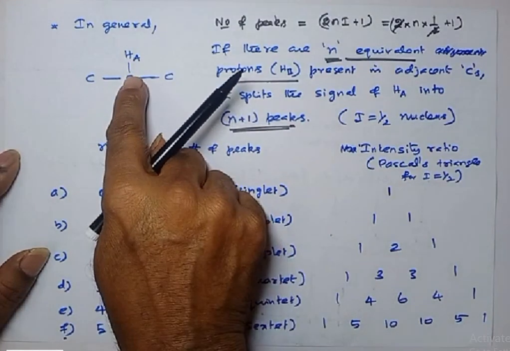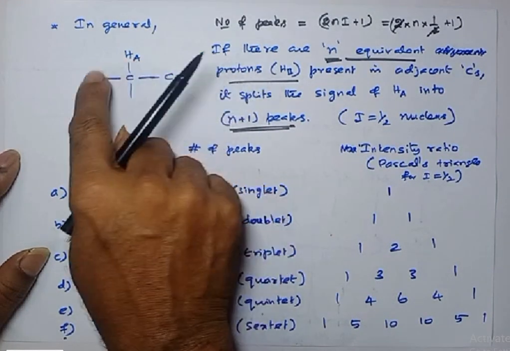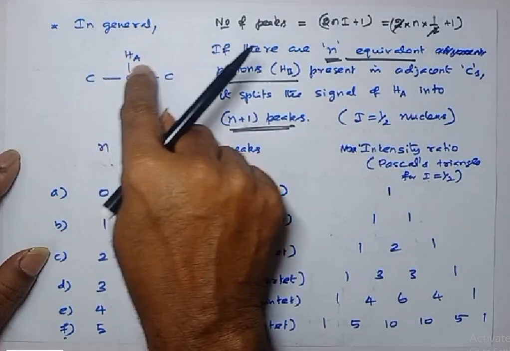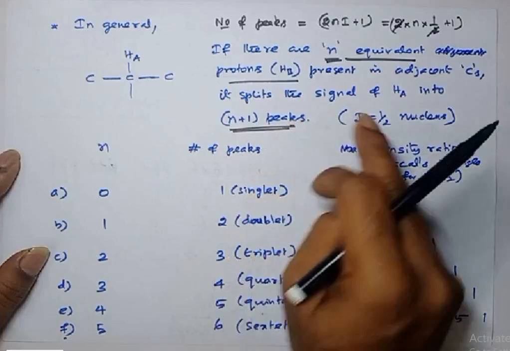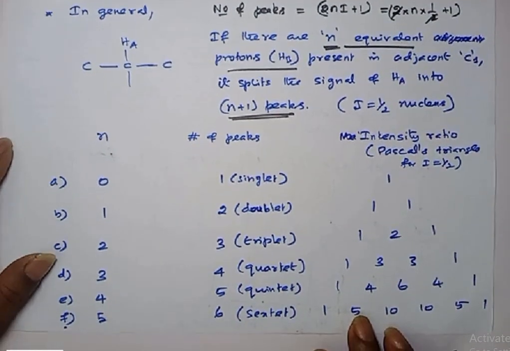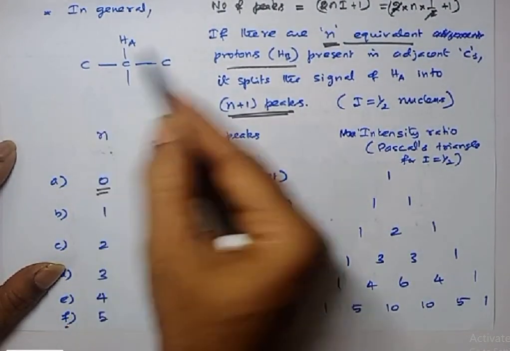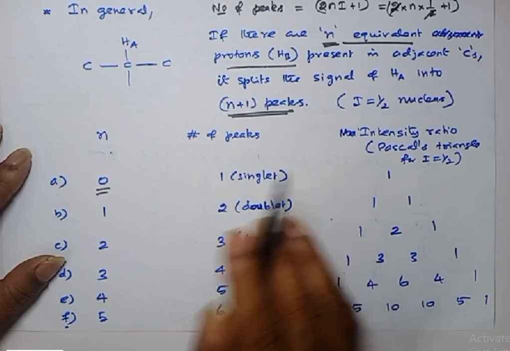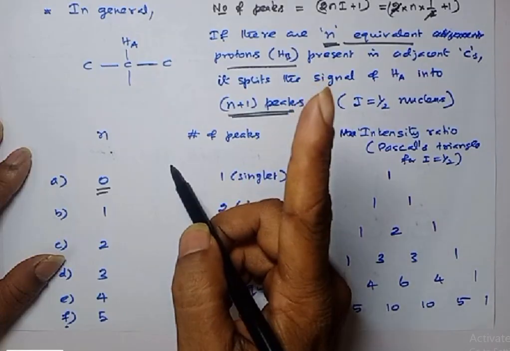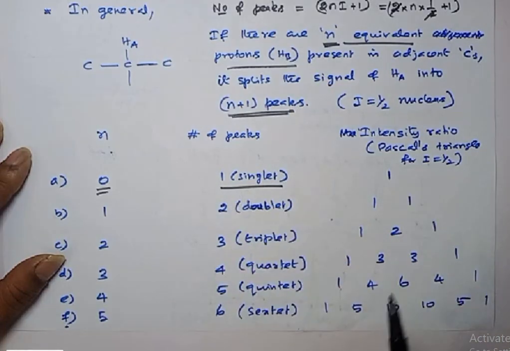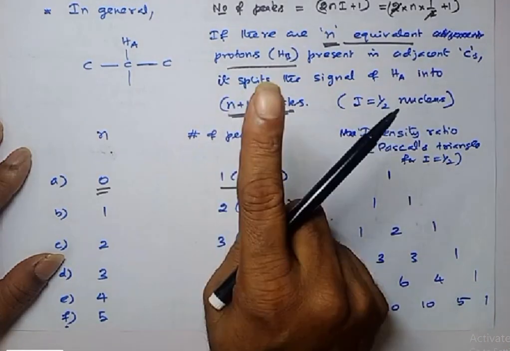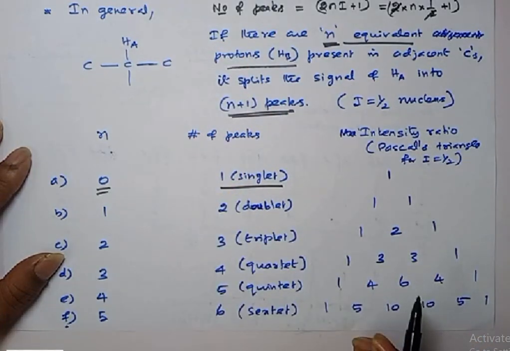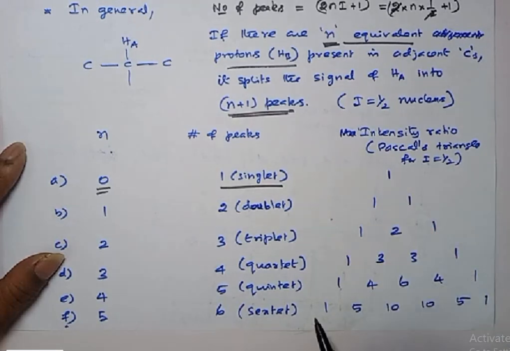So if I have an HA proton, and the adjacent carbon has n equivalent HB protons, then the signal of HA splits into n plus 1 peaks. If n is 0, suppose the adjacent carbon has no HB protons, in that case we get only one signal. We can also say that it is a singlet. One signal, meaning one peak, is called a singlet, and the intensity is 1.